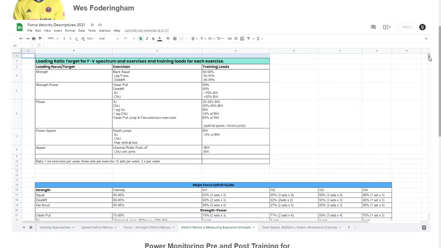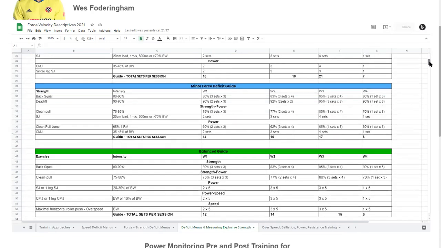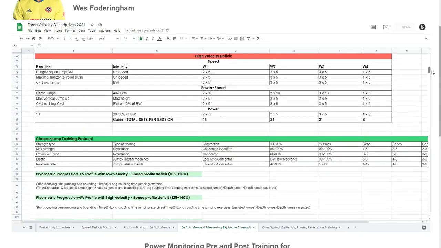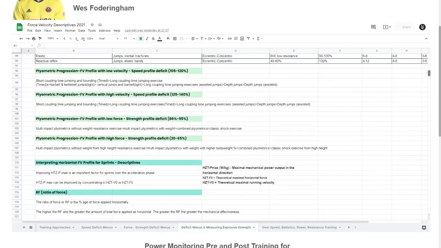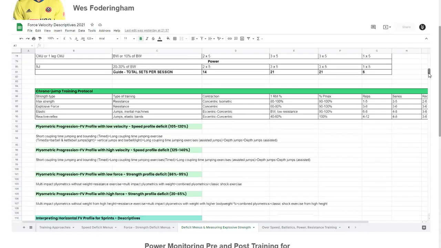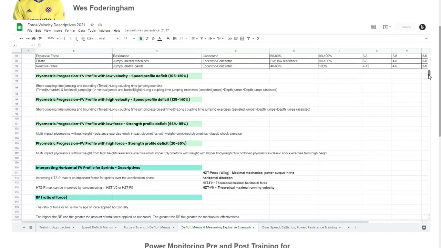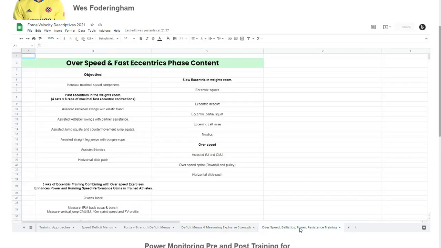So I just use this, and I've got a bigger database of it, and I just pull out the relevant bits that I need. And I try and keep it as simple as possible, although this doesn't look simple, but you just need to take it a little bit at a time. And then this is overspeed work with some ballistics, there's power in here, there's some resistance training.